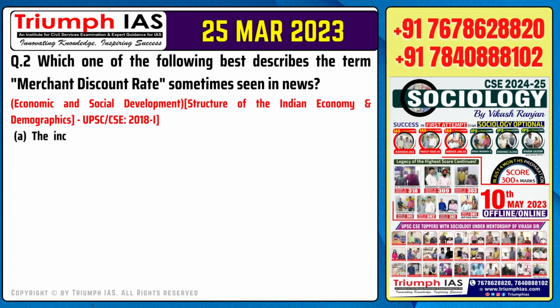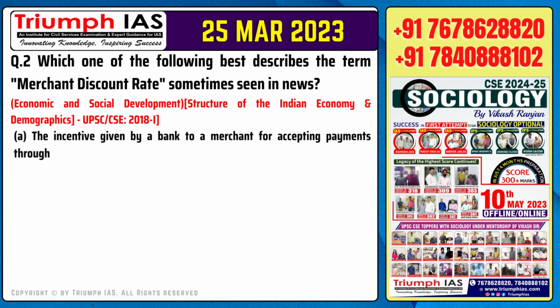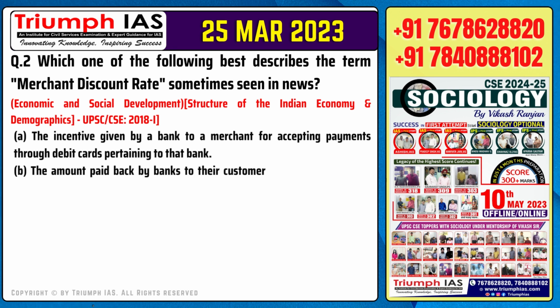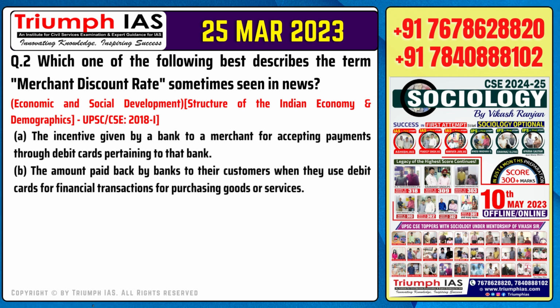Question number 2. Which one of the following best describes the term merchant discount rate sometimes seen in news? Option A. The incentive given by a bank to a merchant for accepting payments through debit cards pertaining to that bank. Option B. The amount paid back by banks to their customers when they use debit cards for financial transactions for purchasing goods or services.